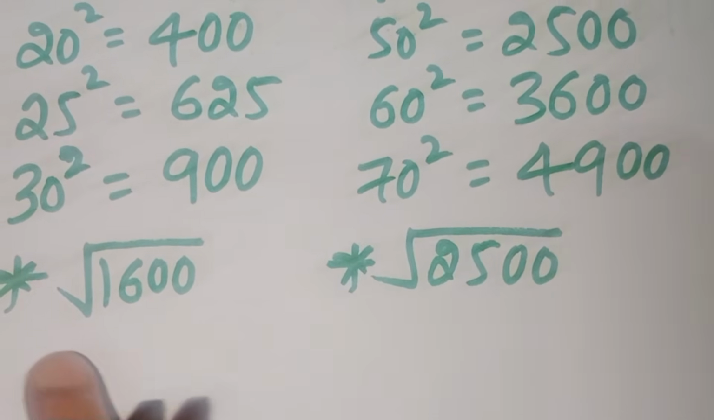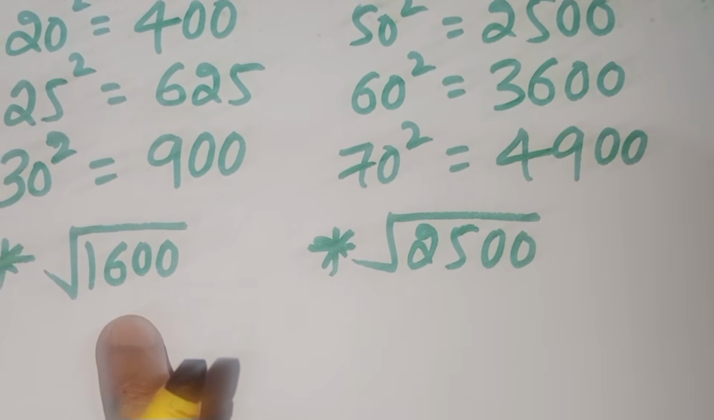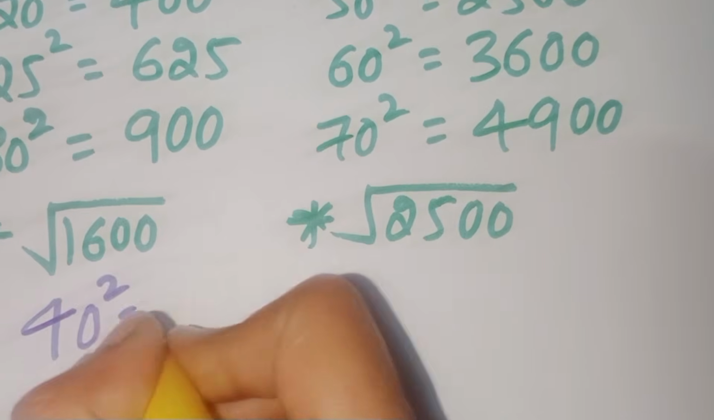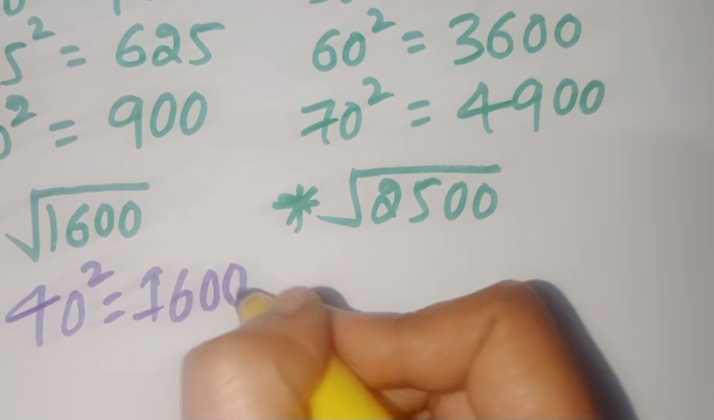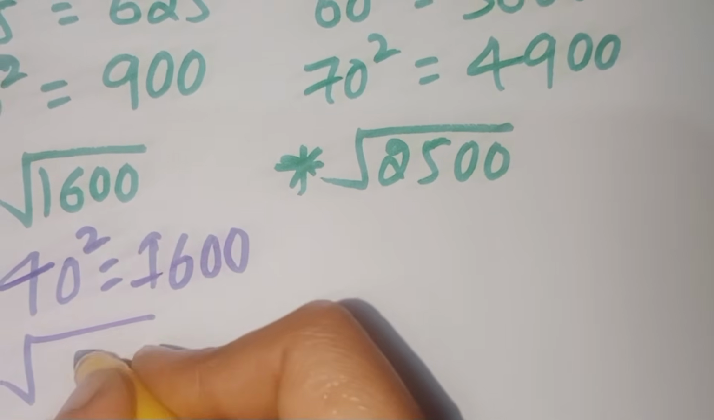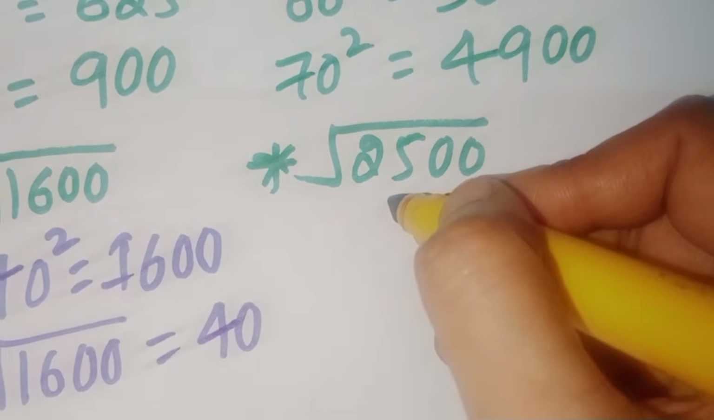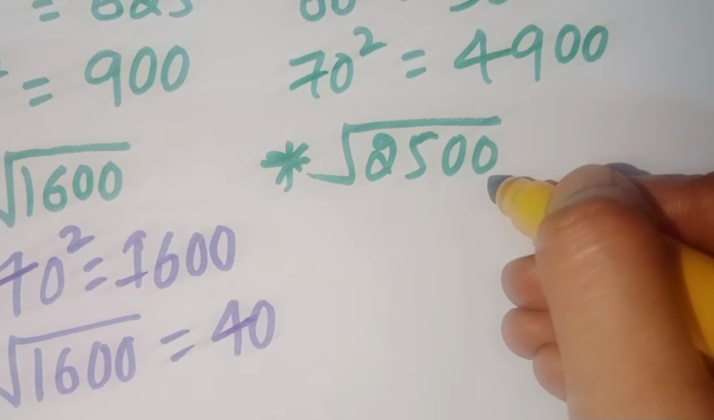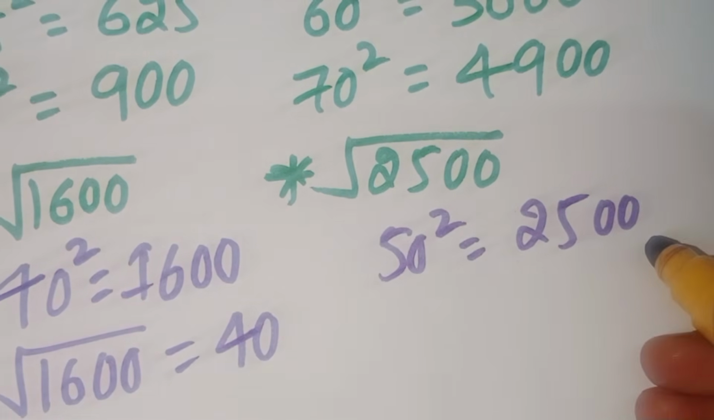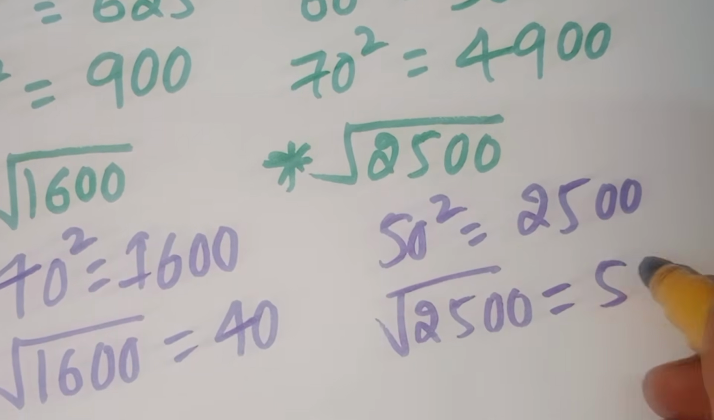Now let's use them. Example 1. Square root of 1600. 40 square is 1600. So the square root of 1600 is 40. Square root of 2500. 50 square is 2500. So the square root of 2500 is 50.